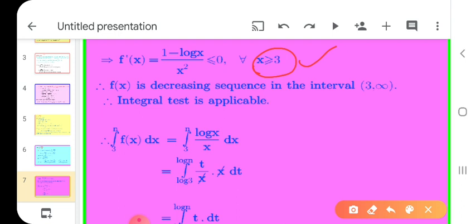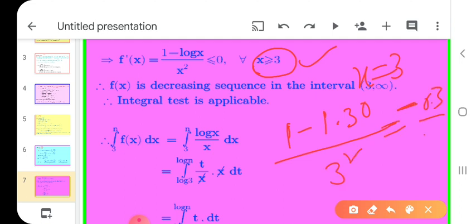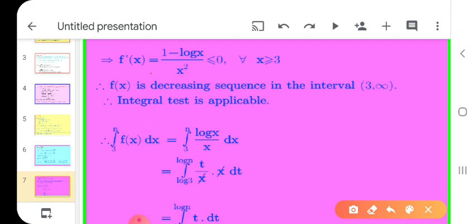From 3 onwards, what is the log x for x equals 3? What is the value of log 3? 1.30 something by 3 square. 1 minus 1.3 is minus 0.3, by 9. So it is a negative value. So this is less than or equal to 0. If f dash x is less than or equal to 0, we say the given function is a decreasing function. Therefore f of x is a decreasing sequence in the interval 3 to infinity.